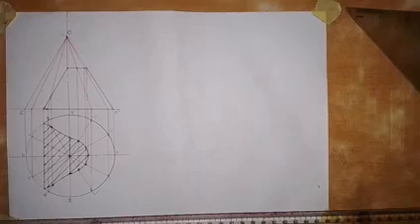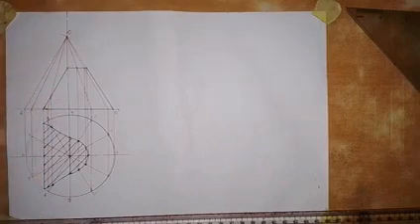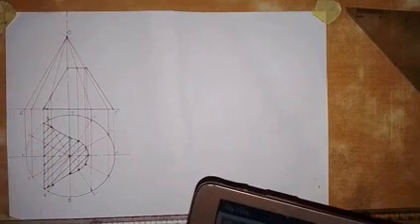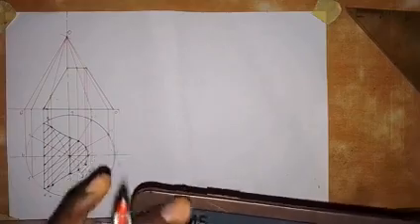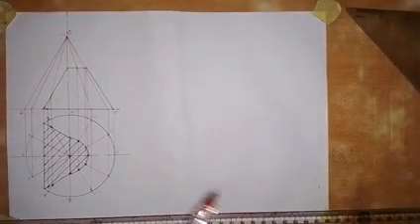Welcome back. We want to produce the auxiliary plan of this truncated cone looking in the direction of ROT, as we are instructed in the question. We are asked to produce the plan, which we have done. This is the complete plan. Then we are asked to draw the auxiliary plan in the direction of ROT. So this is the diagram. This is ROT here. Now, let's go and produce the auxiliary plan.